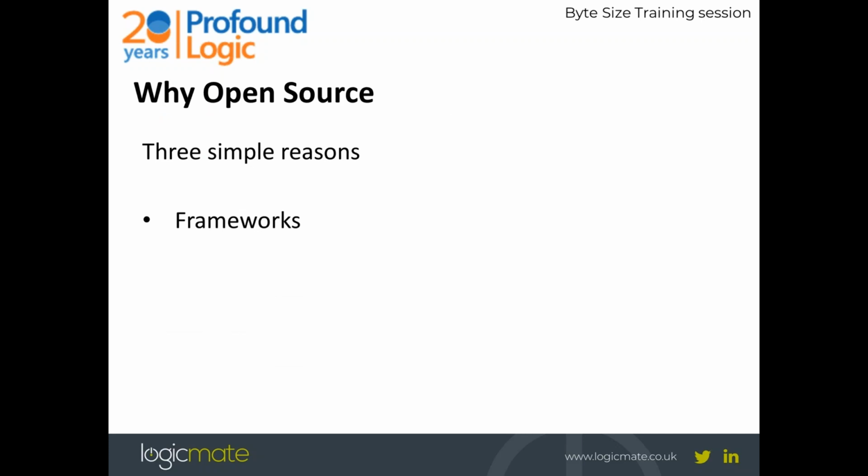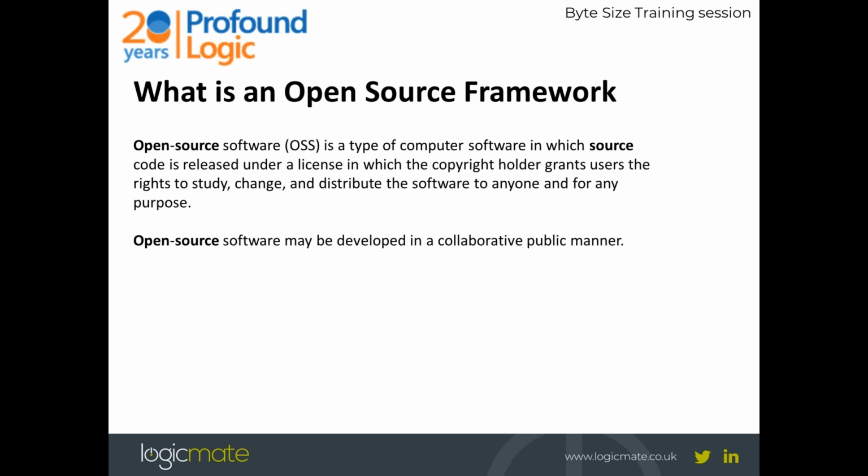Why would we use open source products on the IBM i, and what makes open source products more attractive now than ever before? For me, there are three simple reasons. First one is frameworks. We'll come on to that in a minute. Second one, frameworks. And the third option, frameworks. Frameworks are a very, very key part of open source products. But what is a framework?